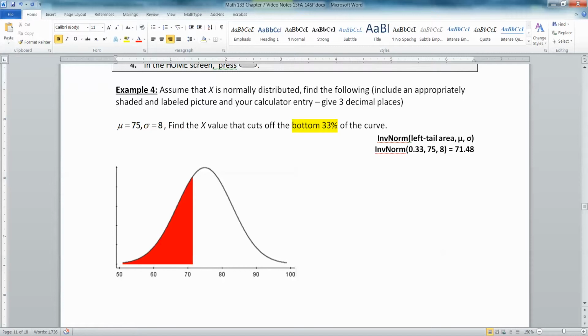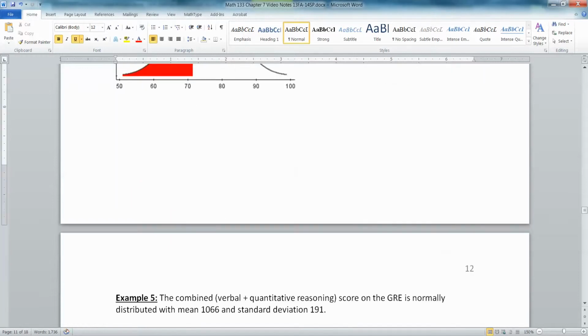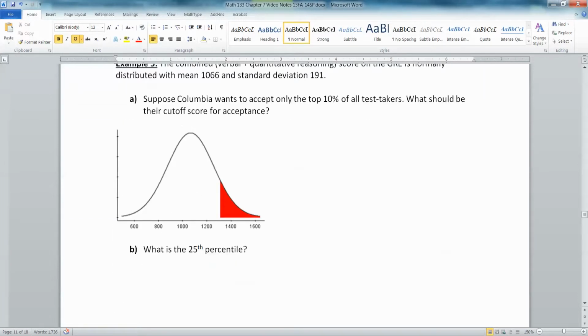Alright, so that's one where I gave you the left tail already in the problem. Let me see if I can go find some others. Let's just move on to the next problem and that'll have some for us.